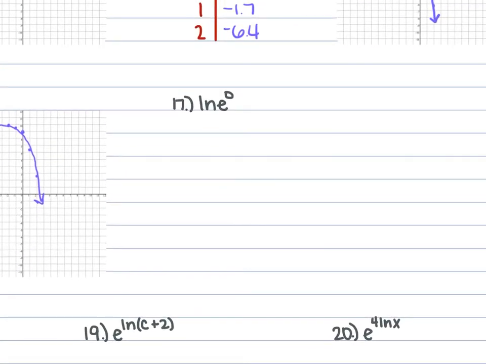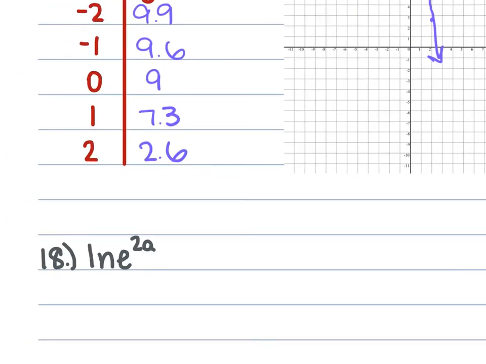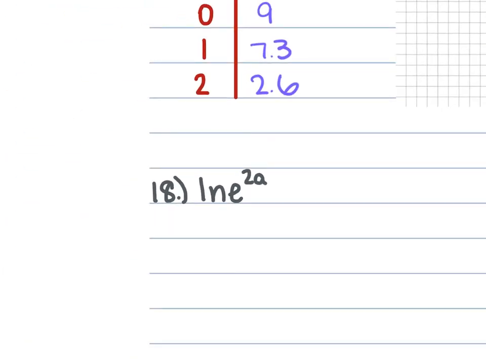For 17, we have ln times e to the power of 0. The ln and that e cancel each other out, and we're just left with that 0. For 18, ln times e to the power of 2a. The ln and the e cancel, so it's just 2a.